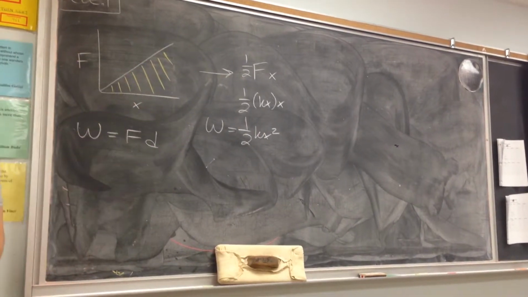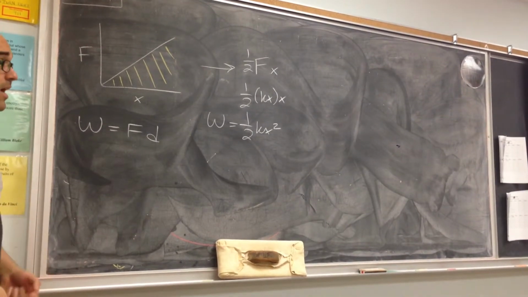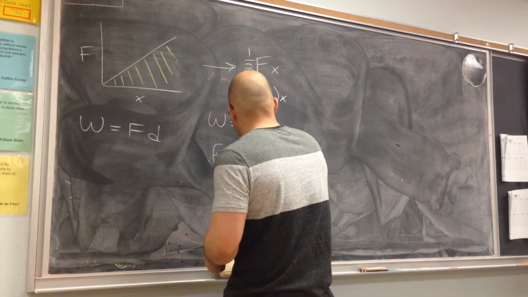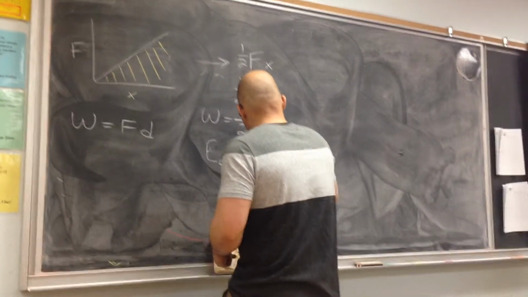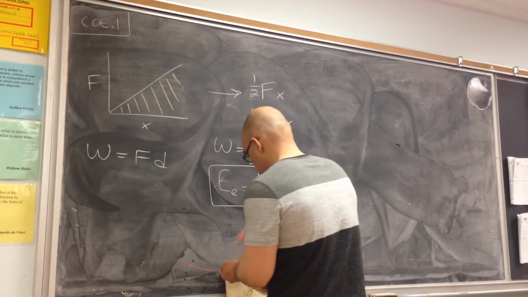This is the work that we did on the spring. We put energy into the spring, we transfer energy into the spring, and it was stored as elastic potential. So we can also simply call this elastic potential. And that's how you derive that equation.